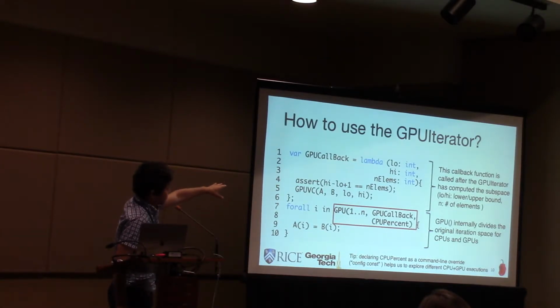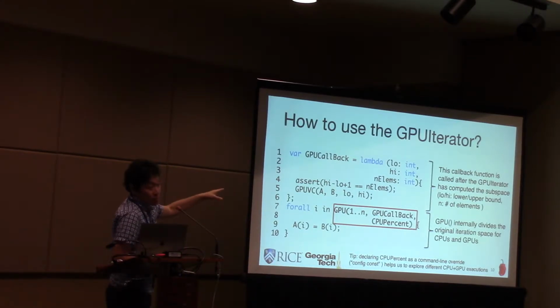After you get the subspace for the GPU, you can just call the original C function so that we can run the code on the GPU. Please also recall that we can specify the percentage, where you specify how many percent goes to the CPU portion and how many percent goes to the GPU portion, which is really portable, I think.